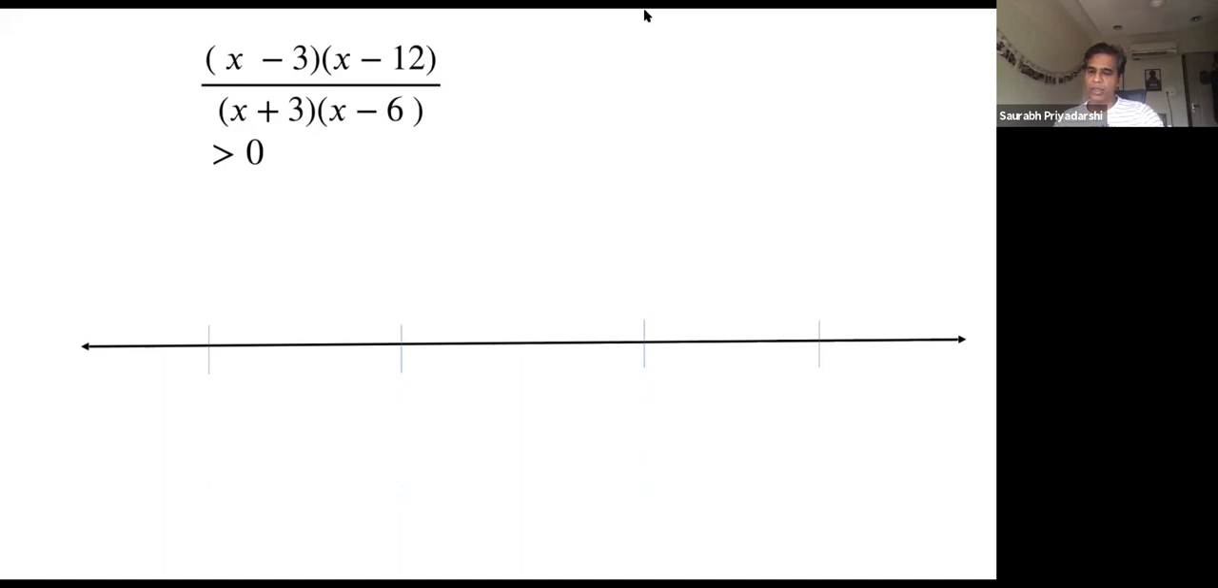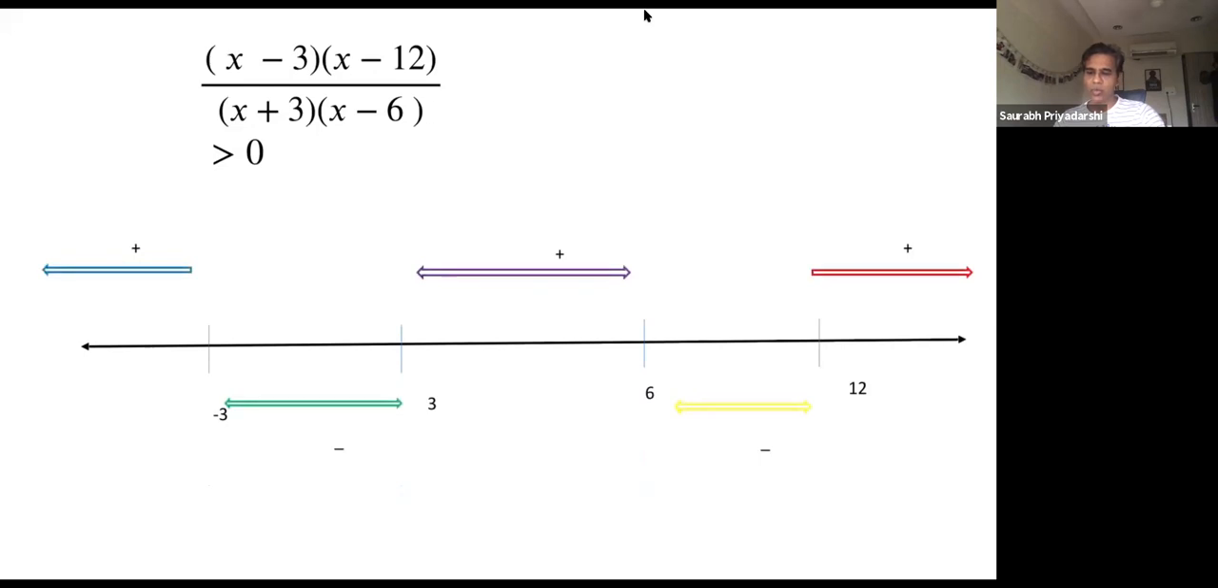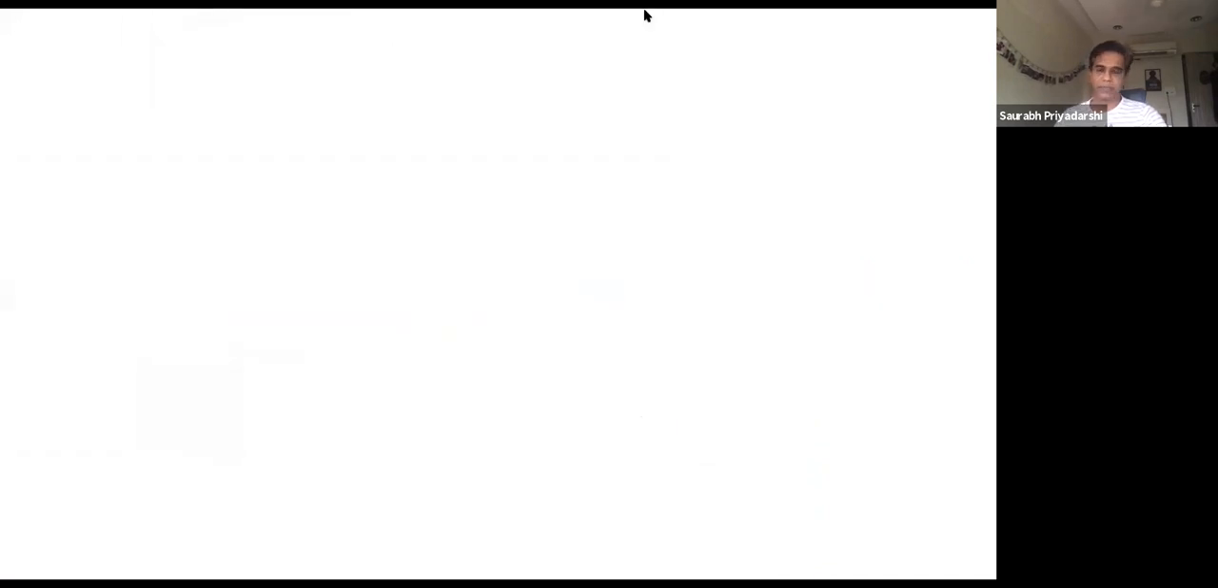Points are -3, 3, 6, 12. Right? Put any value greater than 12, you are getting positive, negative as usual. Right? These are the 1, 2, 3, 4, 5 segments we have divided. Now this is your, right? It's given greater than 0. So all are open, right? So now want to see the answer.